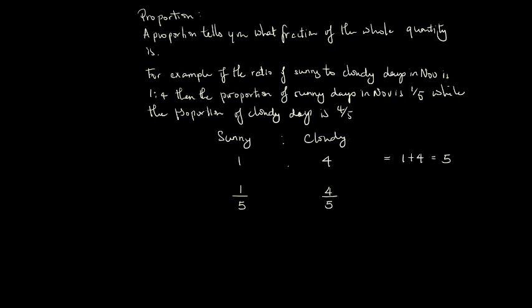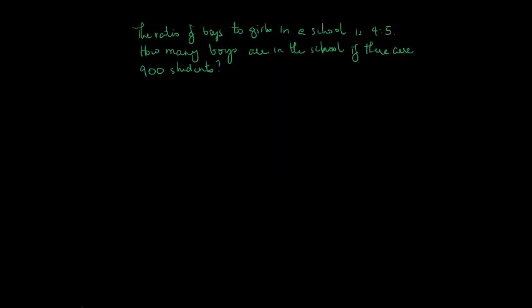Proportion. A proportion tells you what fraction of the whole quantity is. For example, if the ratio of sunny to cloudy days in November is 1 to 4, then the proportion of sunny days in November is 1 over 5, while the proportion of cloudy days is 4 over 5. Sunny to cloudy days, we have 1 to 4. And we add these numbers to give us the whole. So we have 1/5, 4/5.